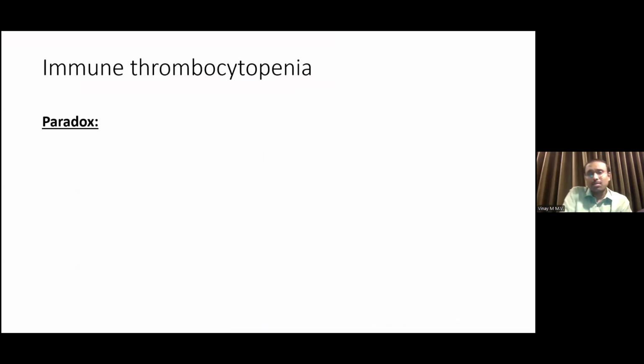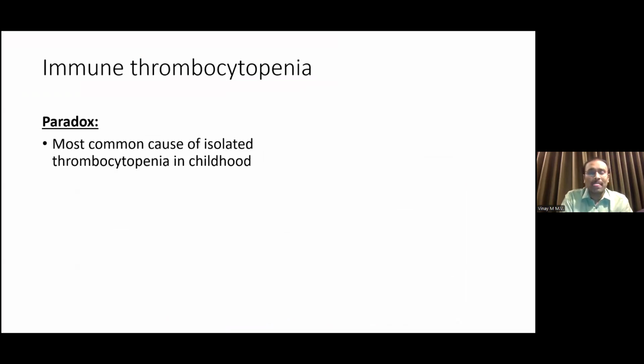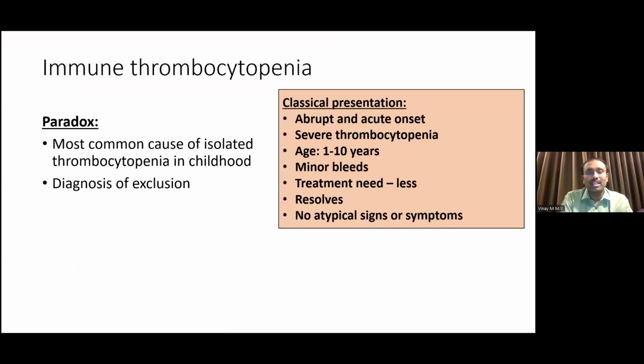Maybe we see a lot of children coming to us with thrombocytopenia or ITP, but I always think it's a paradox because it's the commonest cause of isolated thrombocytopenia in childhood, but it's always a diagnosis of exclusion. So we have to run through the entire algorithm before we label the child as ITP, and it is always good to know what is the classical clinical presentation, and if we are deviating from the classical presentation, we should think of something else.